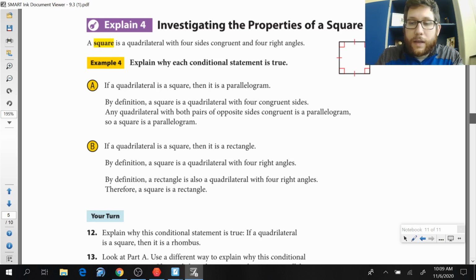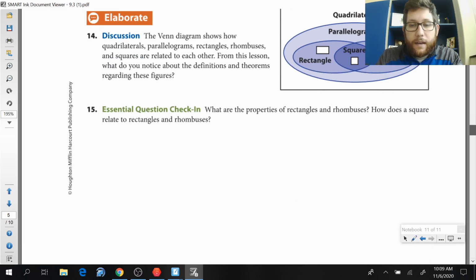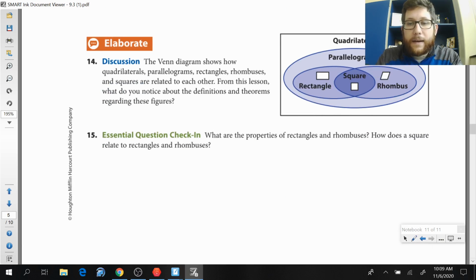An easy way to think about this is kind of like this Venn diagram here. This does a good job of showing you. Within quadrilaterals, in the parallelogram family, you have rectangles and rhombuses. Sometimes there's an overlap between rectangles and rhombuses, and where they overlap is the square, but there's nothing new about the square. It's just a combination of these properties.